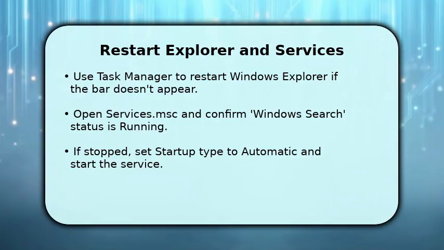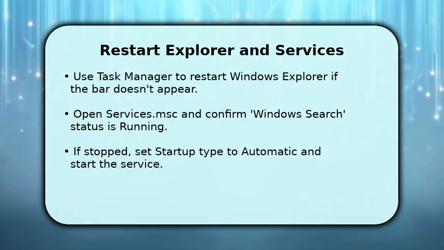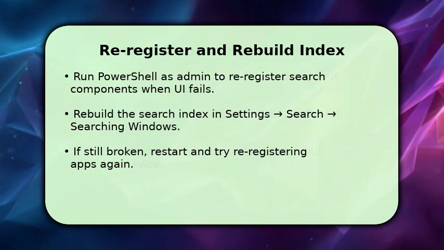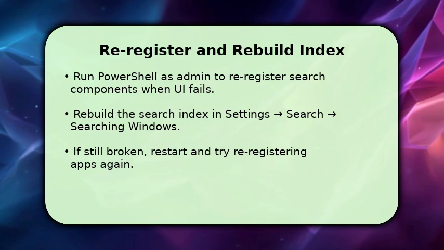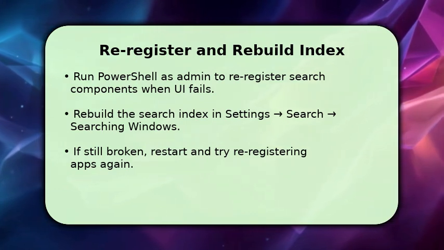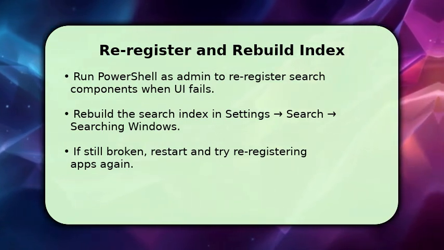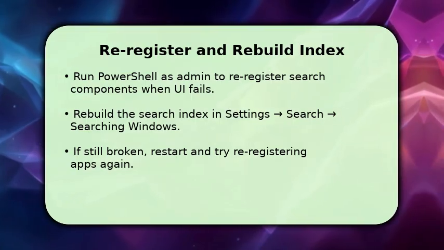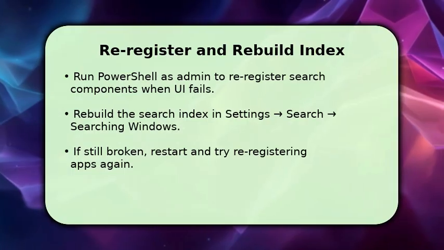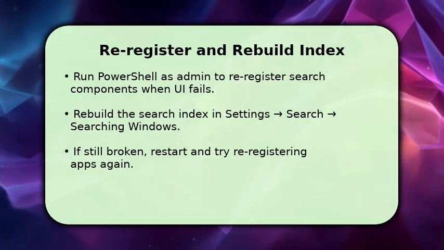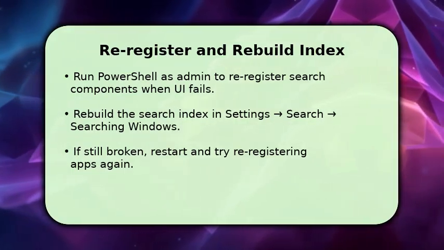If previous steps fail, re-register search components using PowerShell as admin to repair corrupted app manifests. This restores broken taskbar integrations. Next, rebuild the index in Settings, Searching Windows, so results and icons reappear correctly. Restart your PC after re-registering and rebuilding the index to finalize changes.